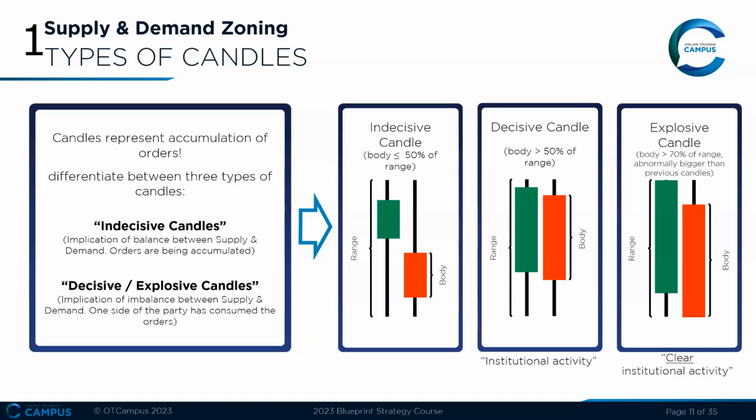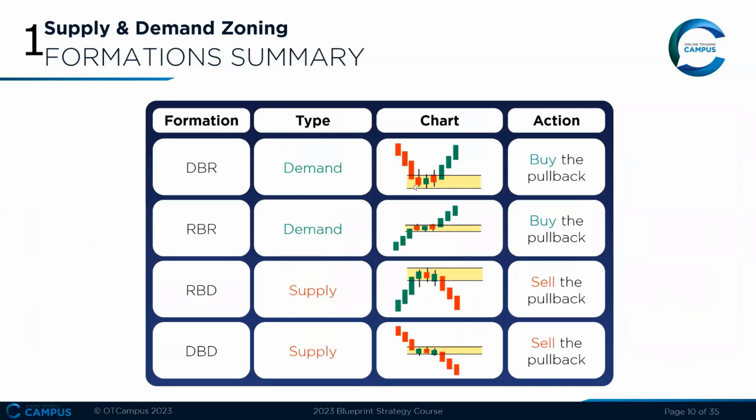So what you can already assume is that when we go back to our formations, we said that for the supply, the decline is most important. So there's a base, a balance state, and then there's a decline. And here as well, there's a base, a balance state, and there's a decline. And then here there's a base, a balance state, and then there's a rally. And then here there's a base, a balance state, and there's a rally.